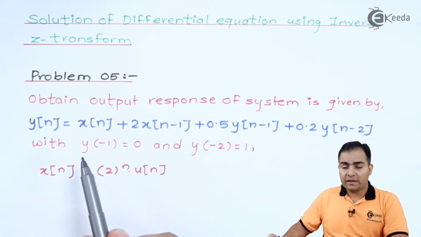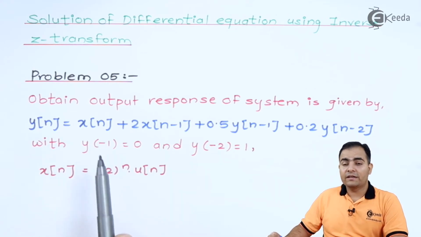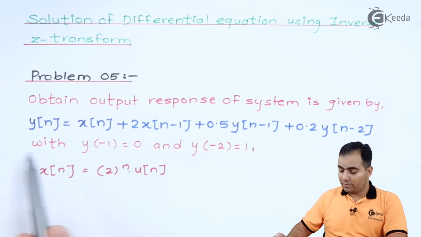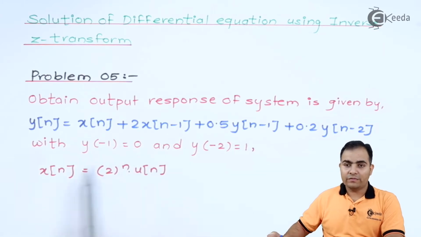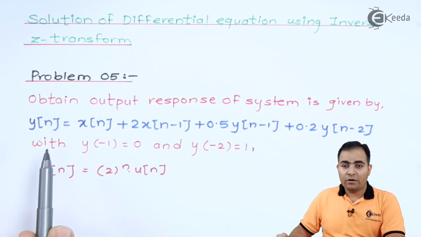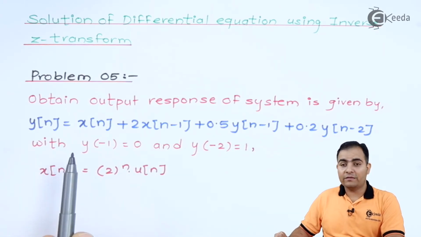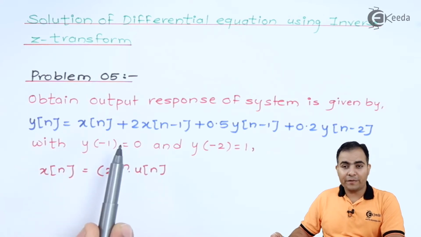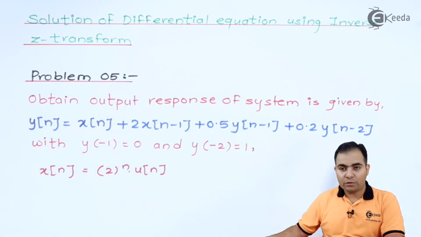Now we'll apply the one-sided time shifting property of Z transform on this question. So we will apply the one-sided or unilateral Z transform property, or you can say the time shifting property of Z transform, on this question.